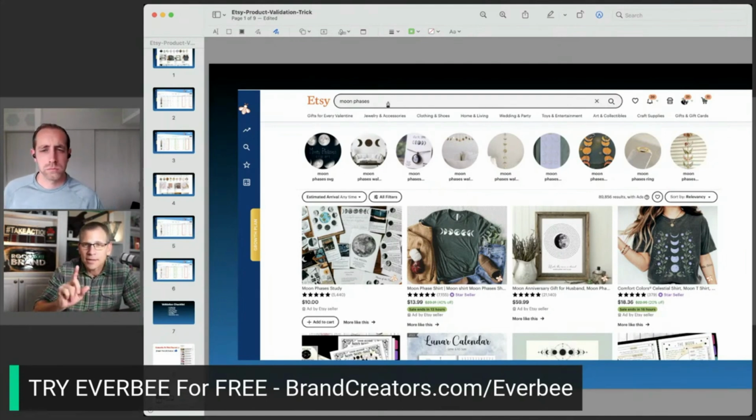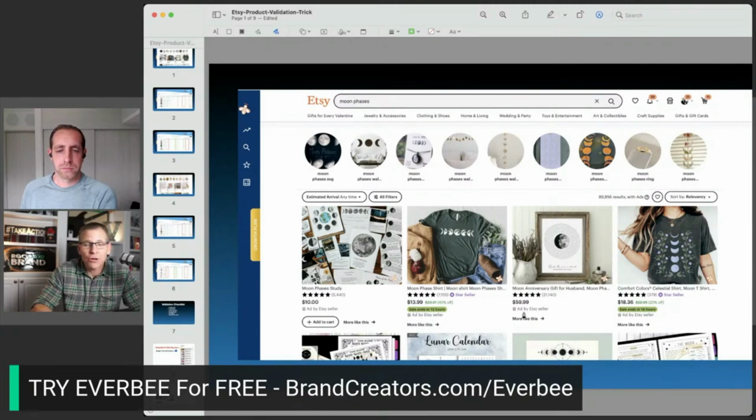Now, here's one tip for you. If you were looking at this here, moon phases, and you didn't see hardly any of these, like there's maybe like 2, it probably means there's not a lot of opportunity in that niche. Okay. So that's just one thing that I do look at. But if we're looking at this right here, there's not much data that we can see other than, okay, this is a star seller. This is a star seller. These are all ads. There's not a lot that it's going to tell us.